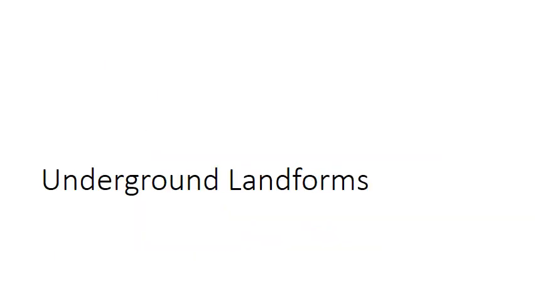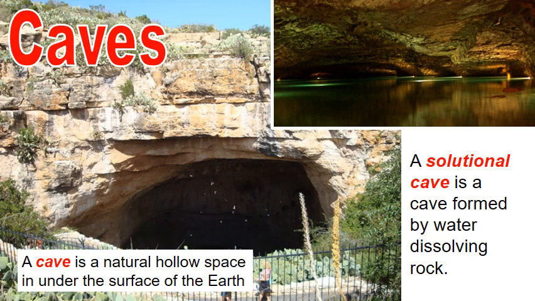We'll start off with underground landforms, things we don't see so much on the surface. First of all, no big mystery here what a cave is. It's a natural hollow space under the surface of the earth. Key word here, it has to be natural. And most caves are what we call solutional caves, not all. We'll look at some other examples later, but a solutional cave is one that is formed when water moving through the ground dissolves the rock and moves the rock away, and you're left with an open space.